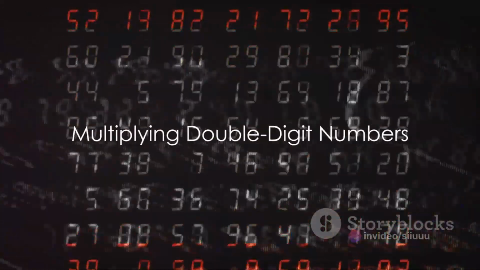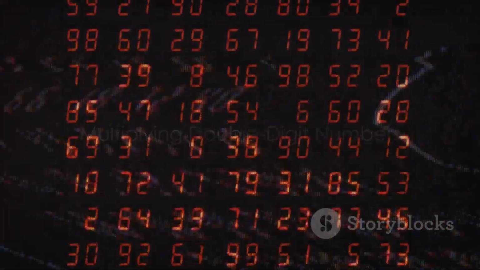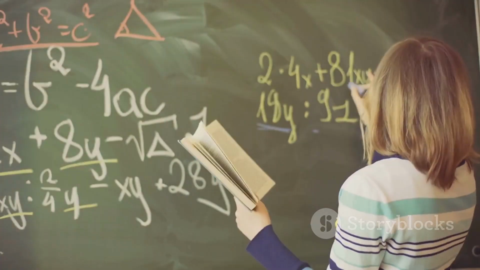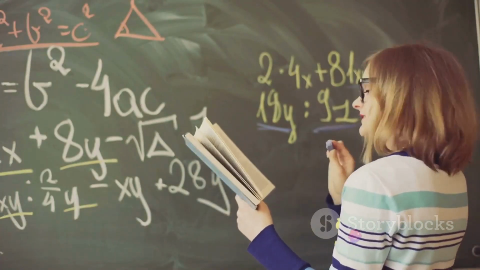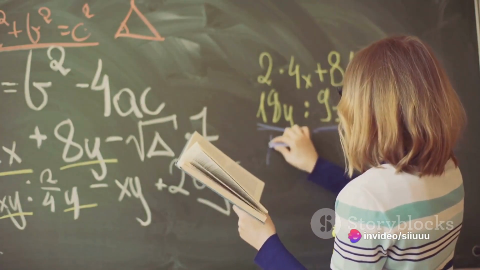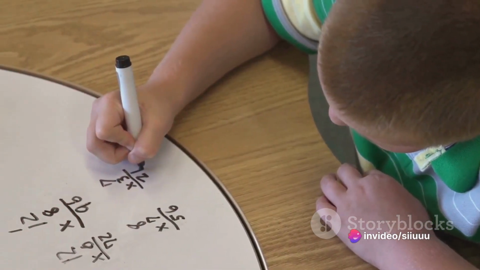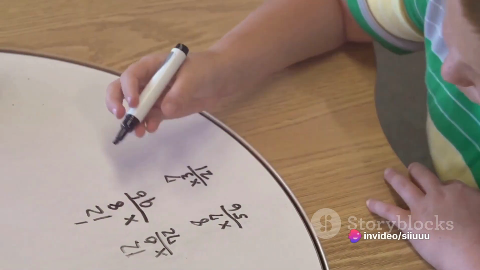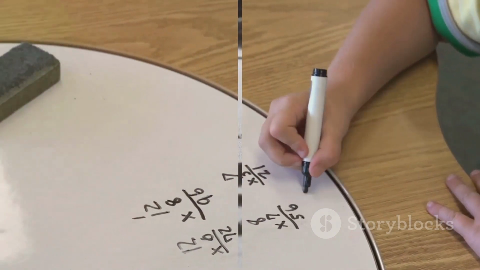Now let's crank it up a notch. What if you're not just multiplying single-digit numbers? What if you have to multiply 2 double-digit numbers, like 25 and 12? This might seem scary at first, but it's just a matter of breaking the problem down into smaller, manageable parts.